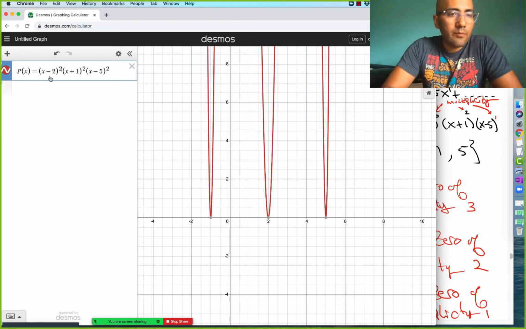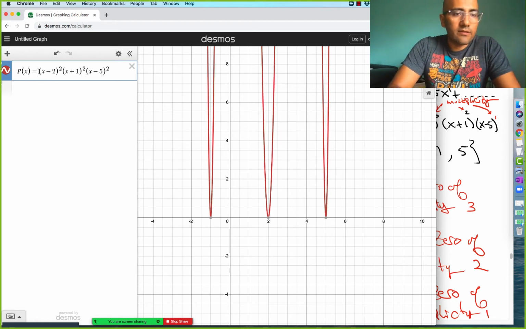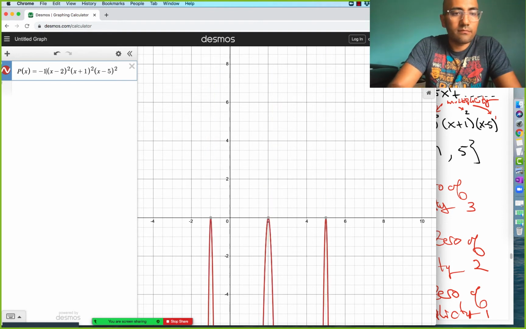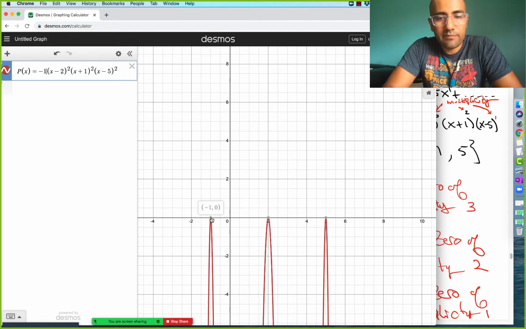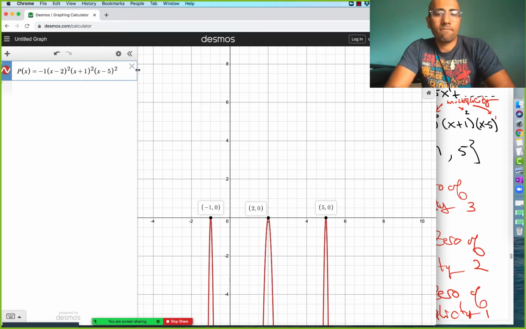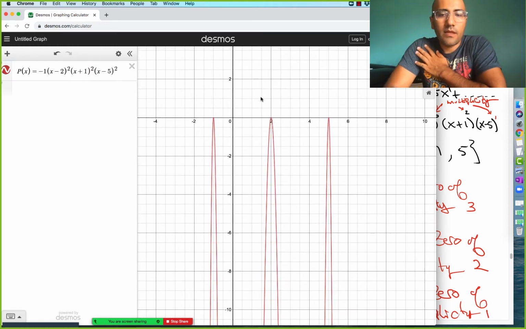Good. If I put a -1 out in front, it's going to flip the whole thing upside down. But still, it keeps the same property that it comes through, touches, and comes back down the way it came from, because right now I have the multiplicities all even. Any questions?